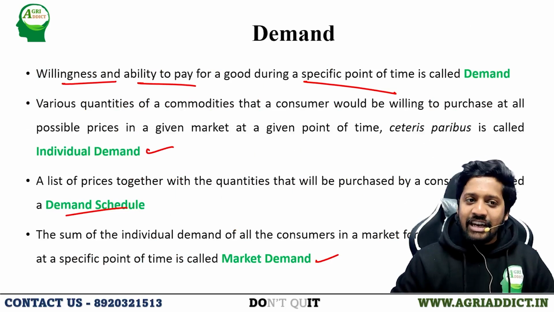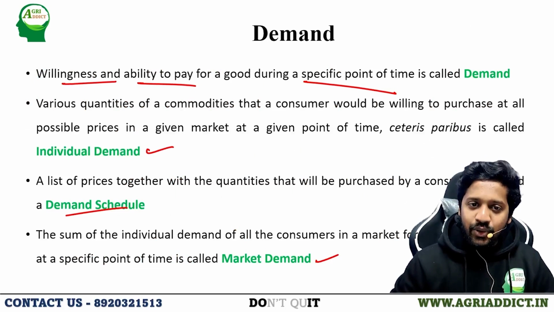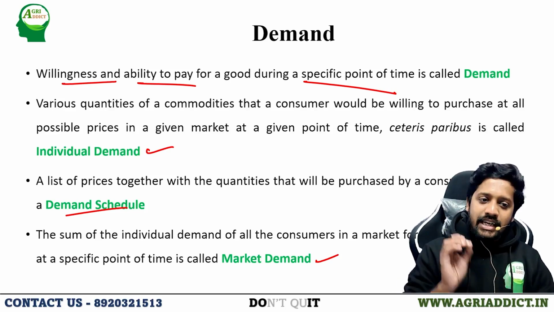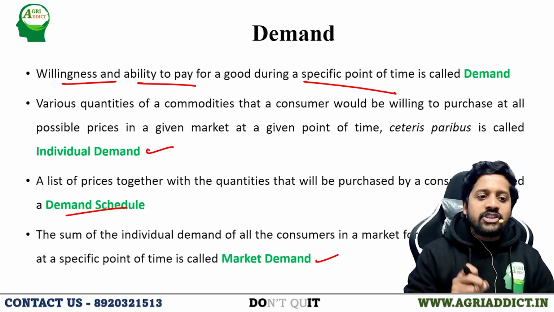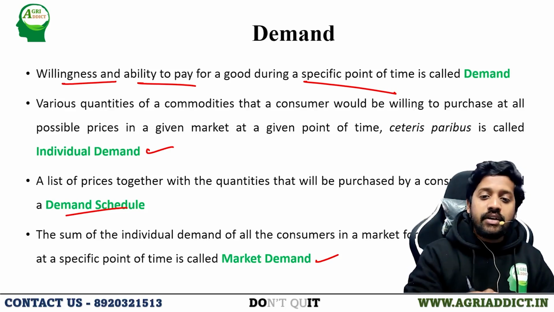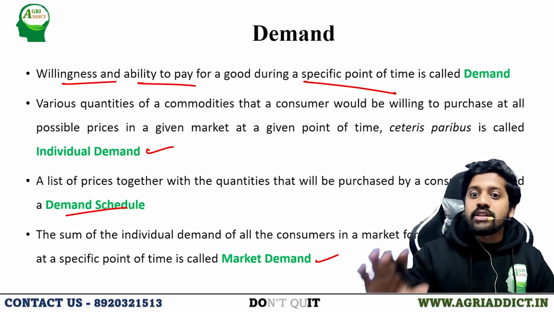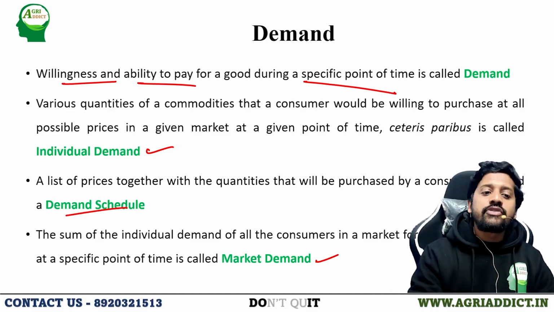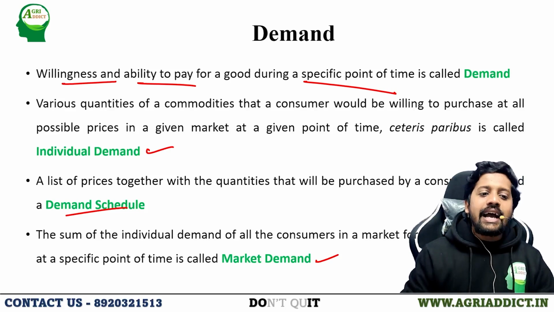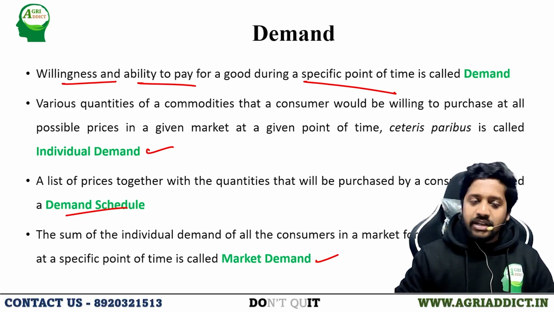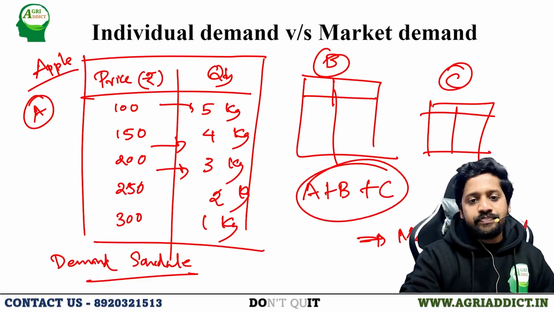So willingness and ability to pay for a particular good during a specific point of time can be considered as demand. Generally it is classified into two, that is individual demand and market demand. Individual demand is nothing but the various quantities of a commodity that a consumer would be purchasing at all possible prices, ceteris paribus, that is, all other conditions remaining constant. And the summation of all individual demands can be considered as market demand, and a list of prices together with the quantities that will be purchased by a consumer can be called a demand schedule.